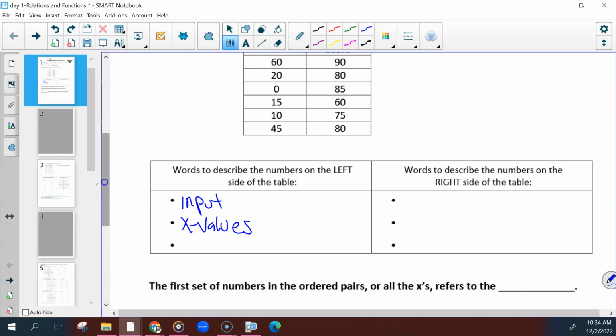We are going to talk about that later. Domain is another word. So there's one more word. How do we describe x values generally? Not input, not x values, not domain.